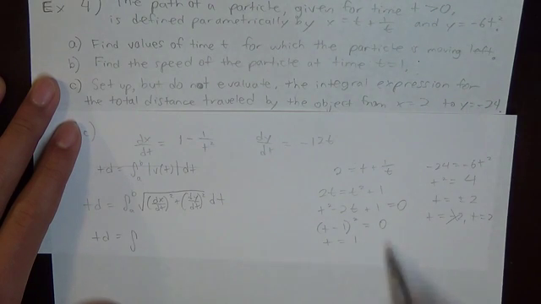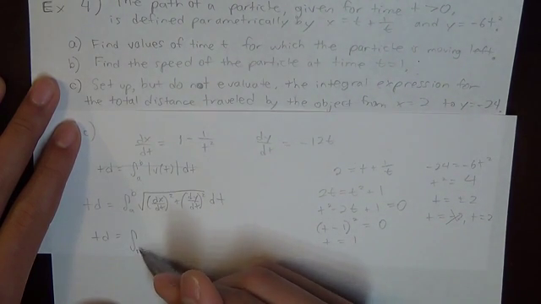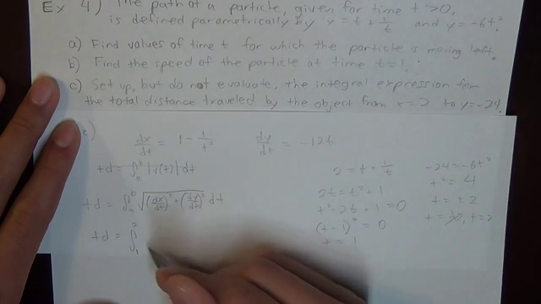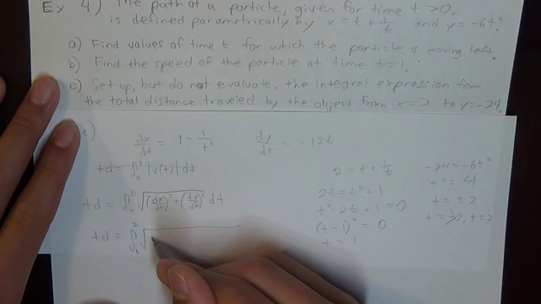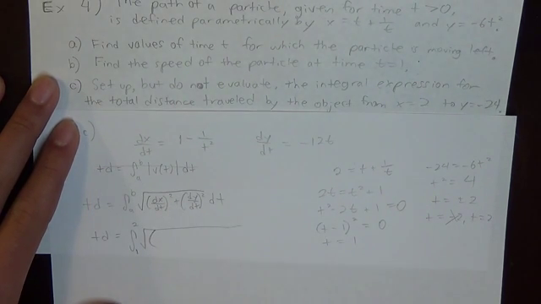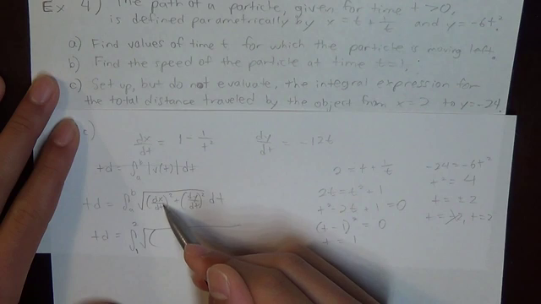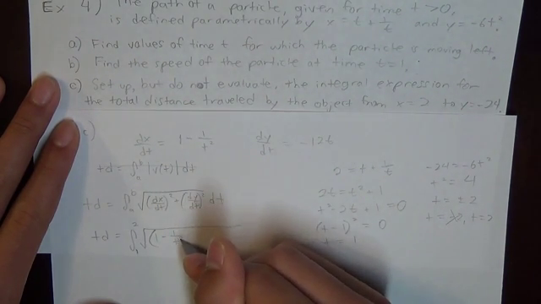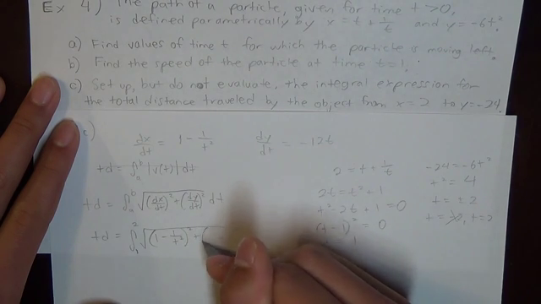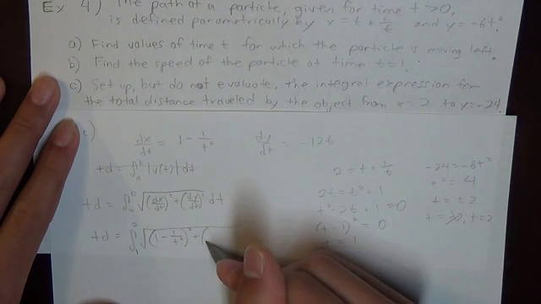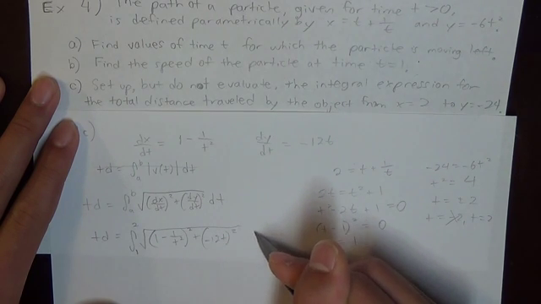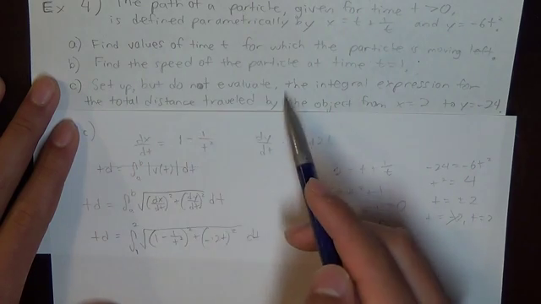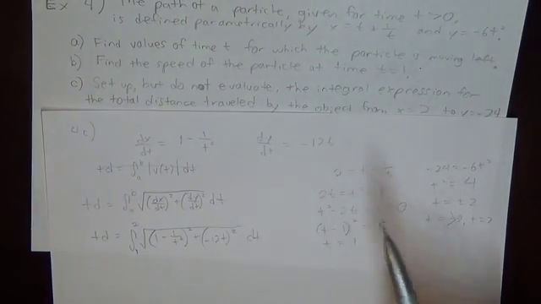The smaller one is going to be a and the bigger one is b. So the integral from 1 to 2, these are t values, of the square root of dx/dt squared, so dx/dt is 1 minus 1 over t squared, that whole thing squared, plus dy/dt, which is negative 12t, squared. And we're done because it just says set up, do not evaluate. So cool.